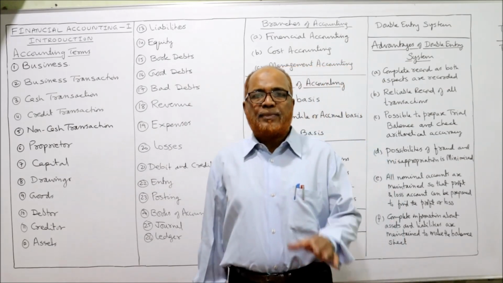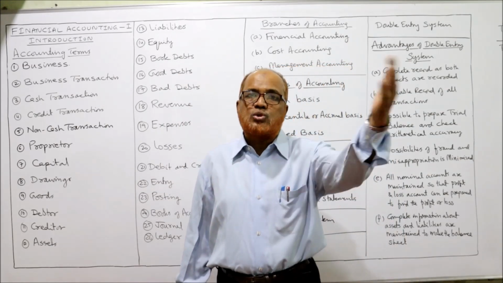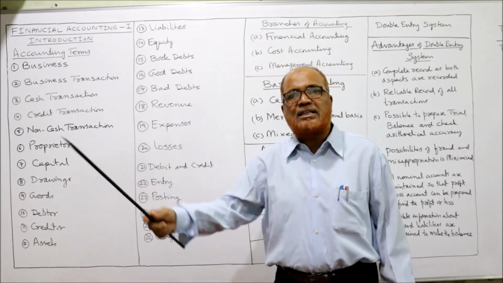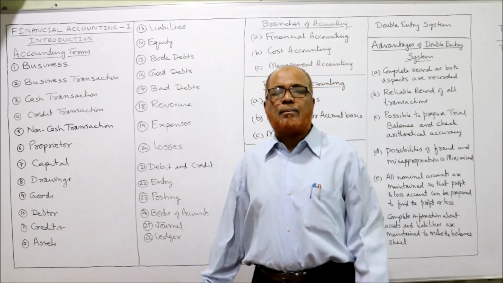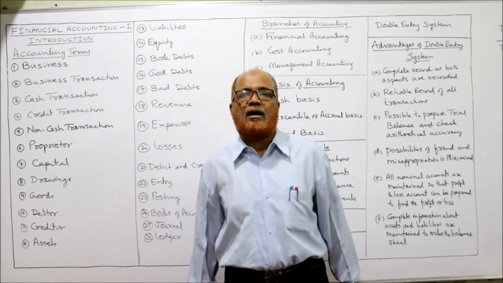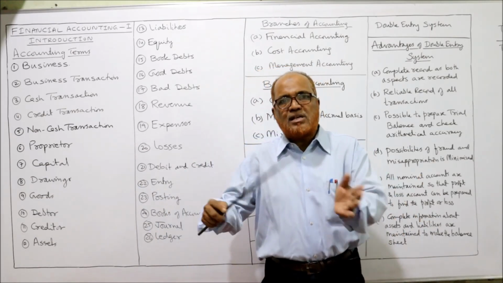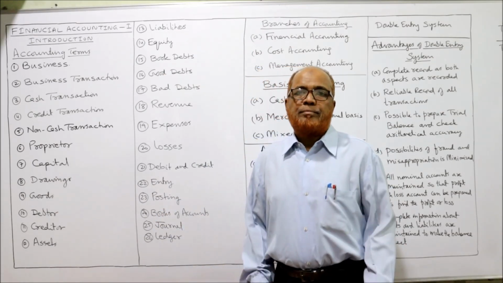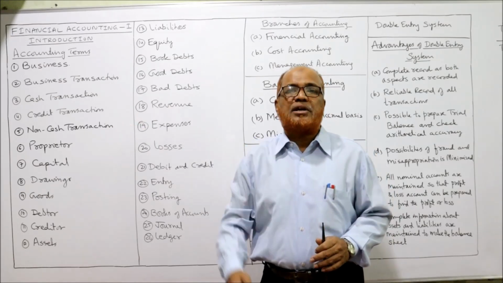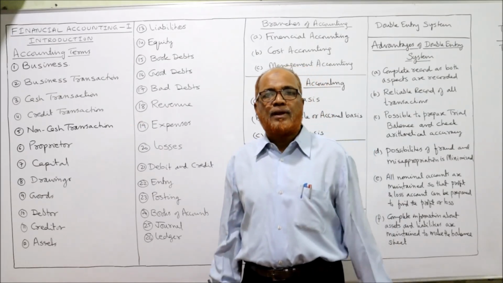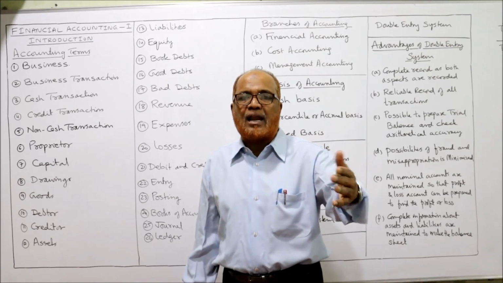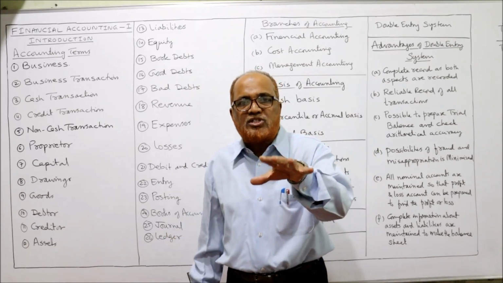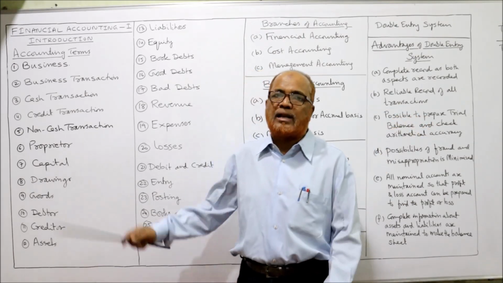Now liabilities. The amount which the business owes to outsiders, to others, is called a liability. Example, a business has taken a loan from a bank. In future, the business has to repay the loan. That is a liability. Similarly, the business has to pay the amount to creditors, suppliers. That's a liability. The amount due, outstanding salary, outstanding rent, outstanding expenses. All these are the amounts which are due by the business to others. That is called a liability.